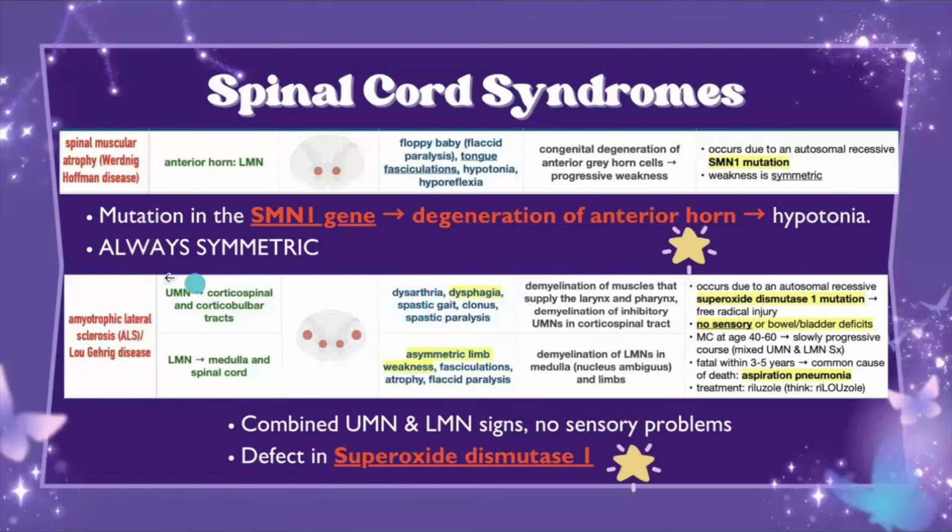Now, for the symptoms, we have the upper motor neuron symptoms because the corticospinal tract would be affected, as we mentioned before. The only one that we know is spastic paralysis. I also want you to know dysphagia. This is important because ALS is very fatal. The cause of death is usually aspiration pneumonia, and it is due to this dysphagia. Okay. In terms of the lower motor neuron symptoms, we know all of these: the limb weakness, fasciculations, atrophy, and flaccid paralysis.